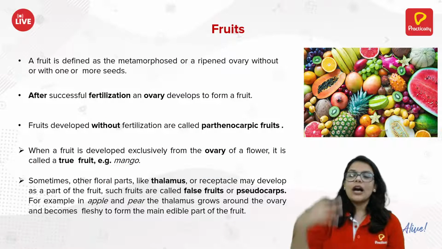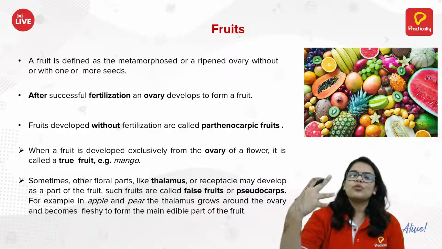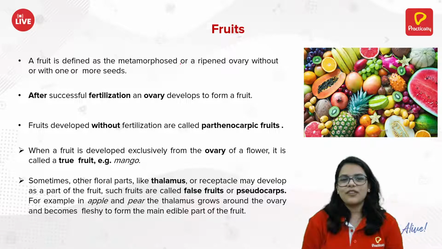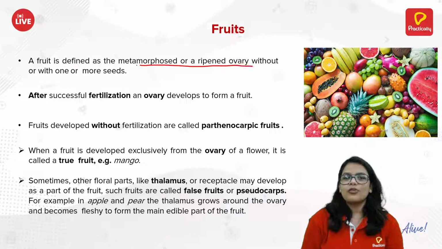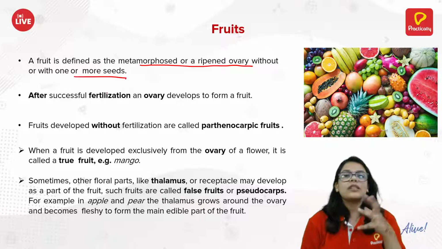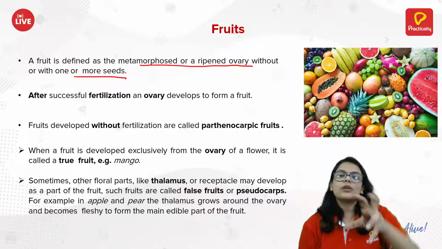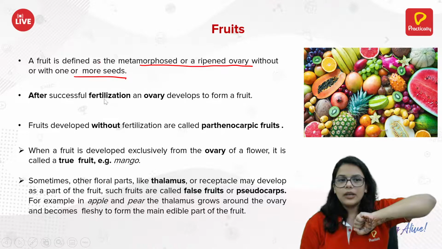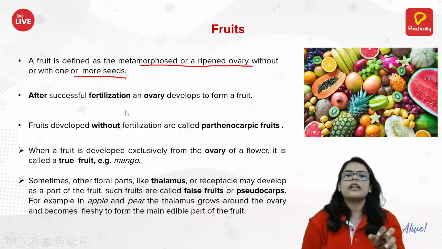Then there is fruit. After reproduction, it gives rise to a fruit. A fruit is a metamorphosed or ripened ovary with one or more seeds. Seeds are what give rise to a new plant. Fruit is the covering. After successful fertilization, an ovary develops into a fruit.